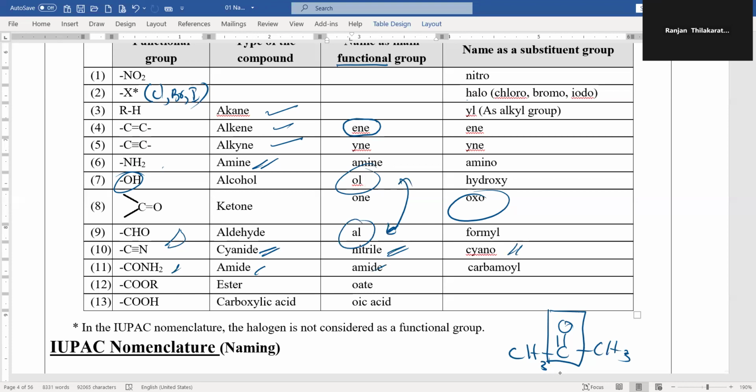The name ends with amide: methanamide, propanamide, butanamide, pentanamide, hexanamide, and so on. We get the name. And these are called the esters. In the naming of esters, we have special rules and a special method. I can say something like this: methyl ethanoate, ethyl methanoate. The name ends with oate: ethyl ethanoate, methyl ethanoate, propyl propanoate, like that.